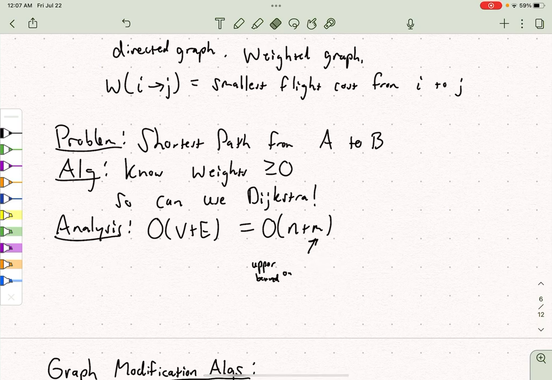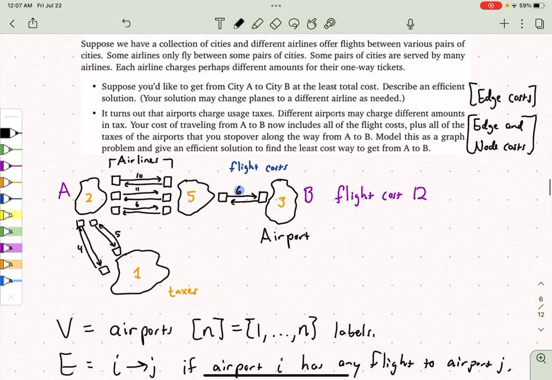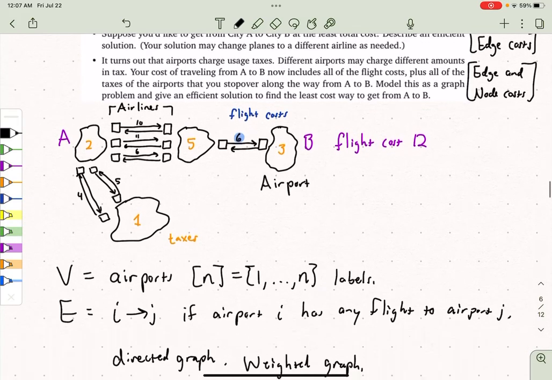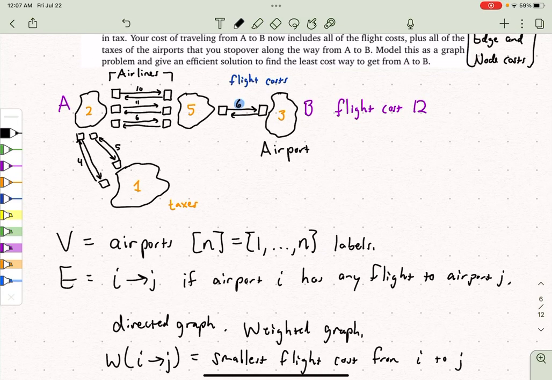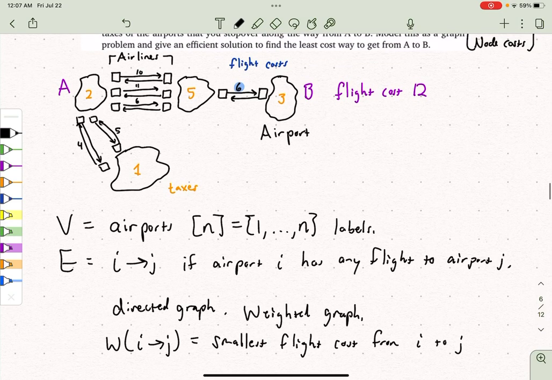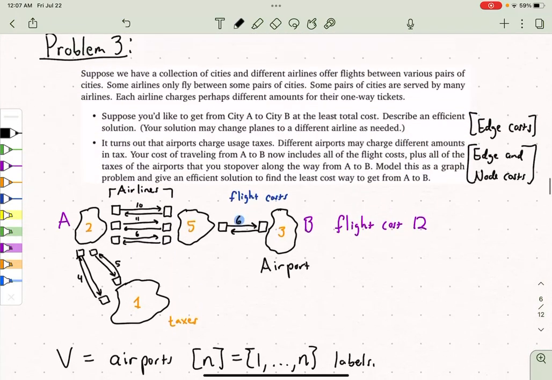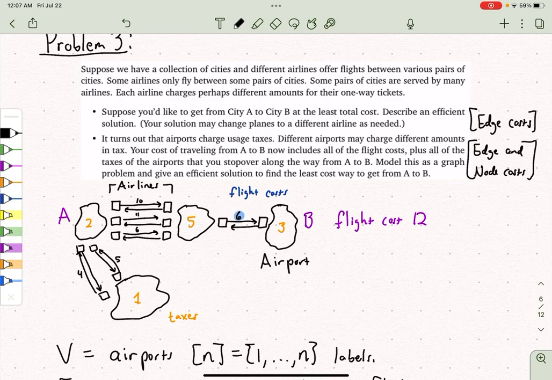Or we could just say total flights. Okay. So first problem, pretty easy. It's basically just the normal shortest path problem. We just had to tweak the input slightly because it's technically not a graph, so we just had to slightly modify it. But otherwise, it's pretty much just a normal shortest path problem.